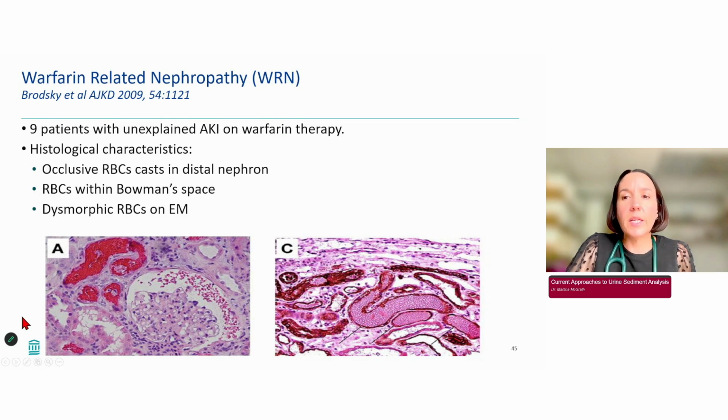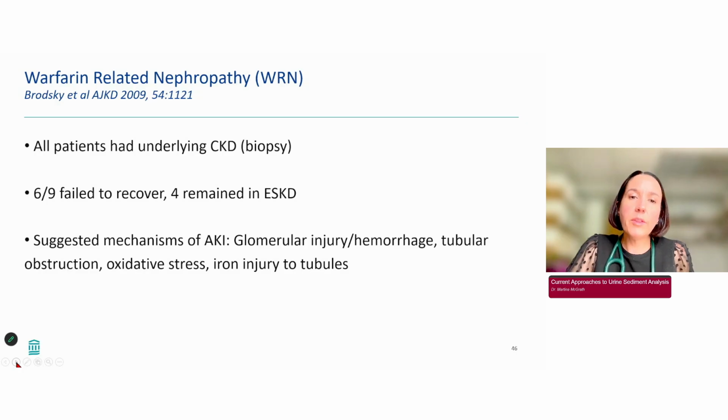So warfarin-related nephropathy was initially described in a biopsy series of 9 patients with unexplained acute kidney injury on warfarin therapy. The biopsies showed occlusive red cell casts in the distal nephron, red cells within Bowman's space, and dysmorphic red cells on electron microscopy. All of the patients involved had underlying CKD, and of those 9, 6 failed to recover and 4 remained in end-stage kidney disease, so the prognosis was not good.